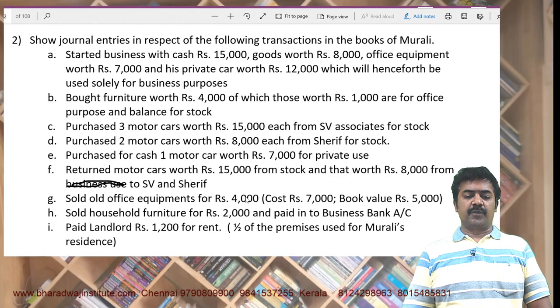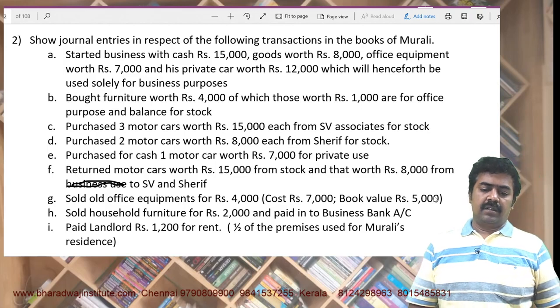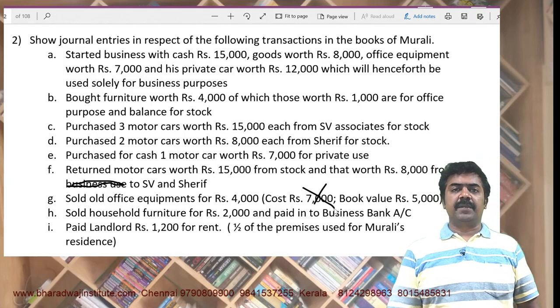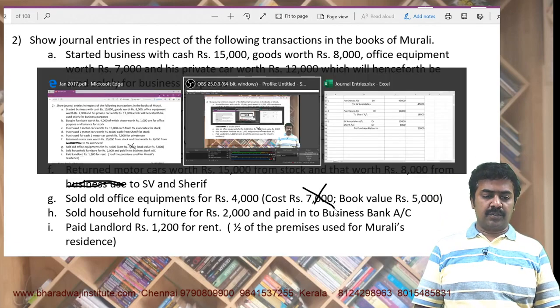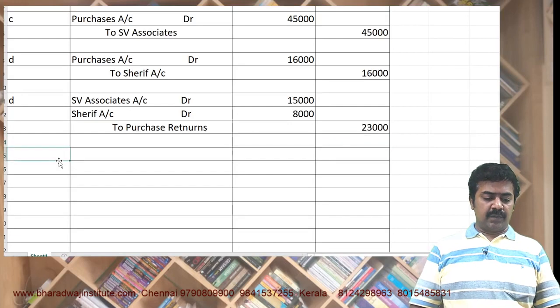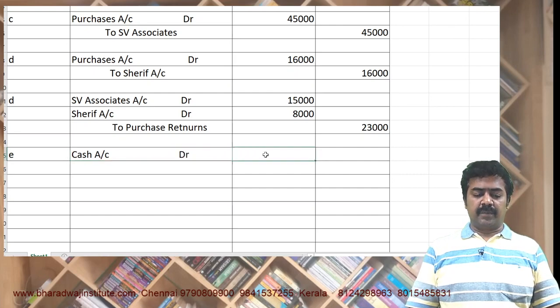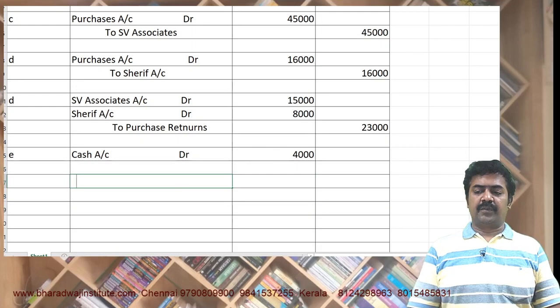Sold office equipments for 4,000, book value is 5,000. Cost doesn't matter for us. Book value is after depreciation. Today's current book value is 5,000. We sell it for 4,000. So when you sell it, cash will come in. Cash account debtor, how much are we selling? 4,000. But what is the book value of the furniture?